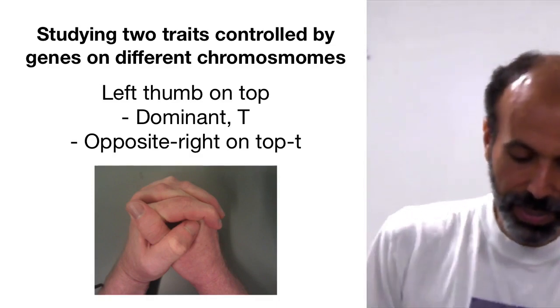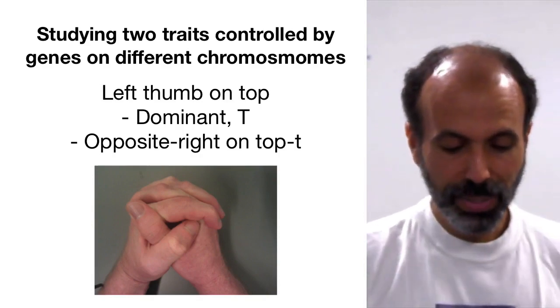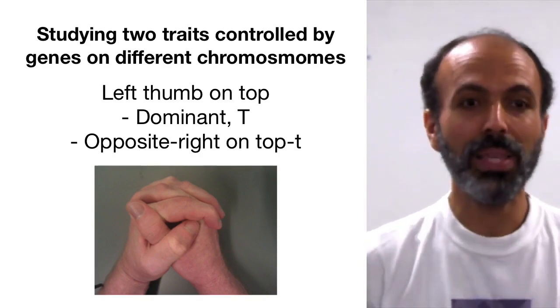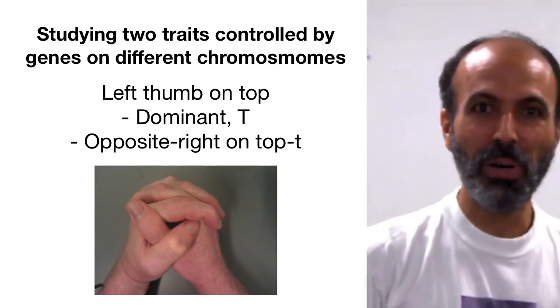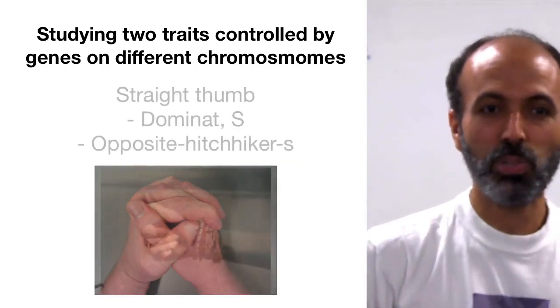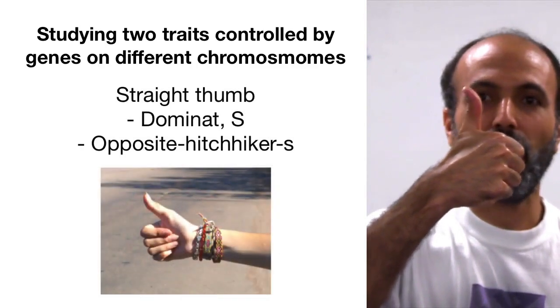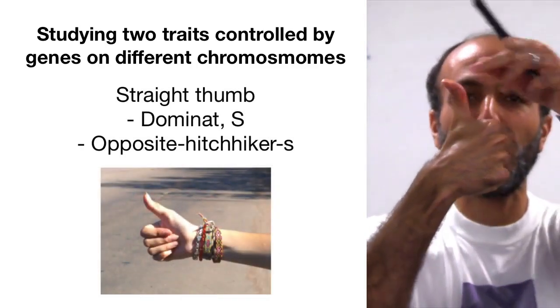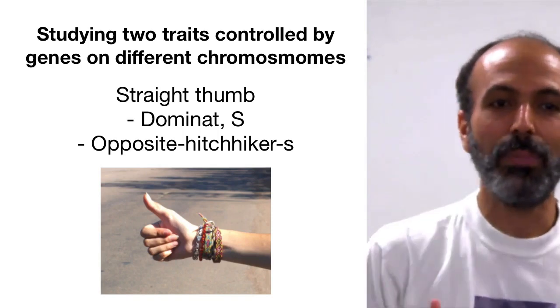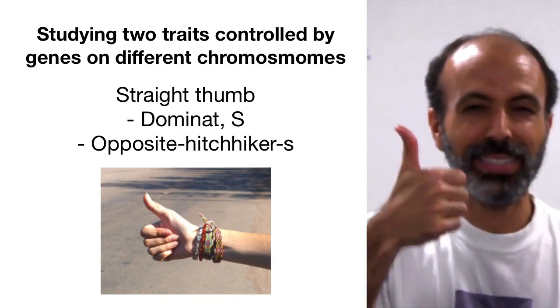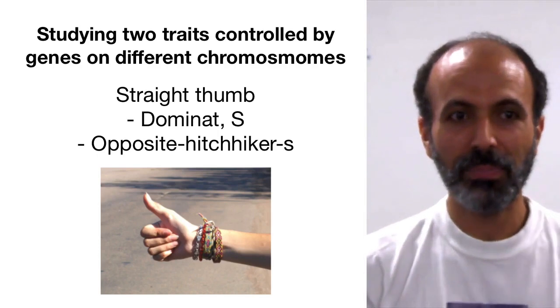If you study the inheritance of this, it looks like the left thumb on top is dominant. The right thumb on top is recessive. The other trait we'll look at is again dealing with thumbs, because they're easy to show: straight thumb, which sort of looks like this, or hitchhiker's thumb, which is, mine is definitely much more hitchhiker, where it comes really far back. It's thought that straight thumb is dominant, so I have both recessive things in this case, whereas the hitchhiker thumb is recessive.